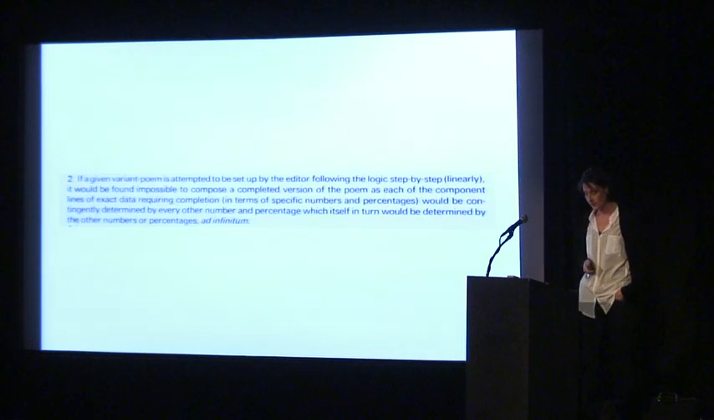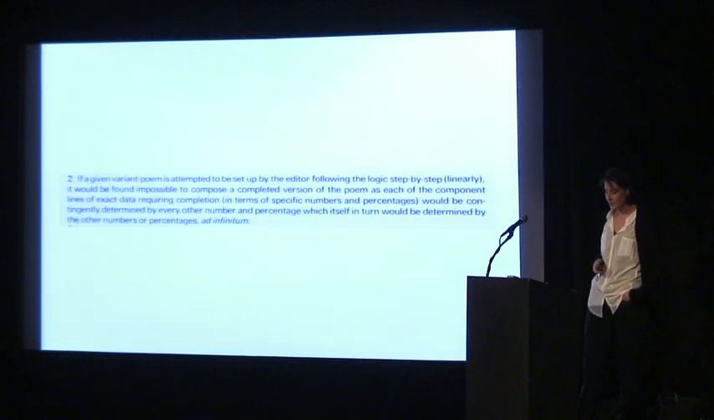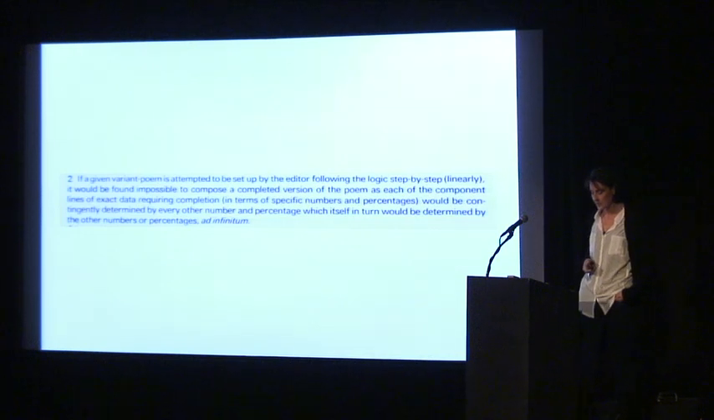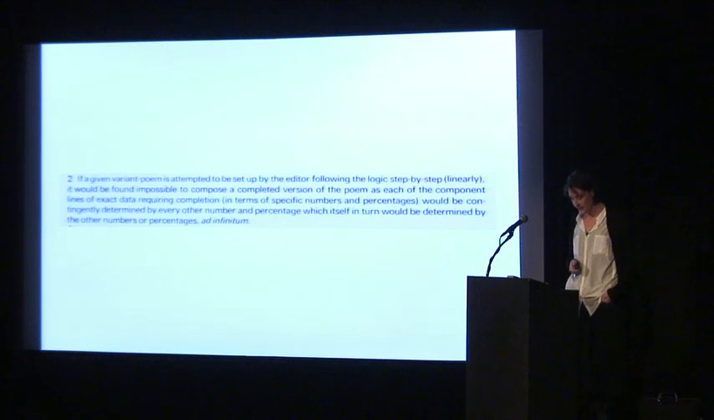This Graham attributes to the fact that each of the component lines of exact data requiring completion in terms of specific numbers and percentages would be contingently determined by every other number and percentage, which itself in turn would be determined by the other numbers and percentages ad infinitum. And hence, despite presenting itself as a specification, the poem can only ever actually exist as a piece of text which refers back to its own publication.